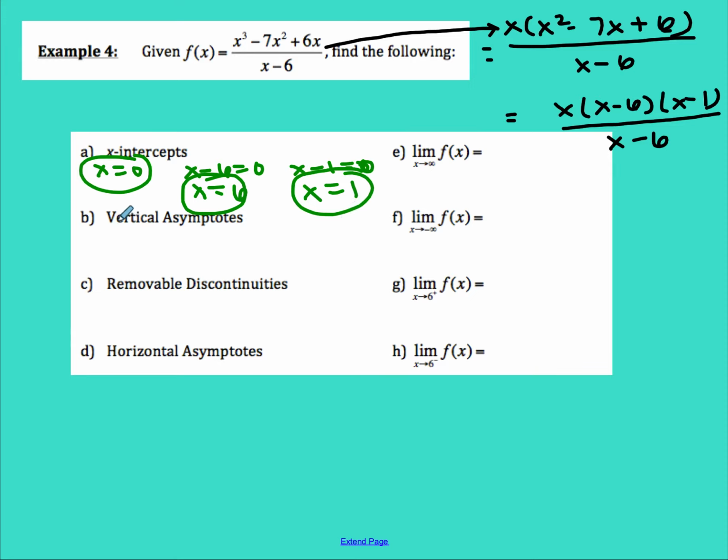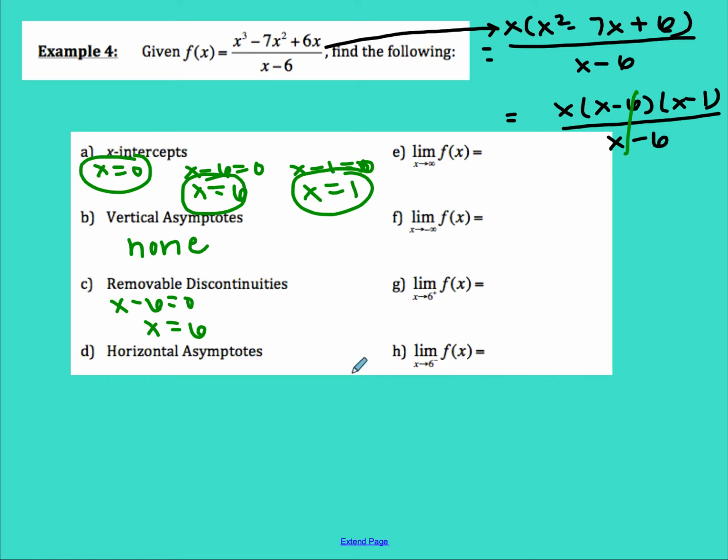Okay. Before I look for vertical asymptotes, I always look for removable discontinuities. Removable are the ones that cancel out. So since it canceled out, I actually have a removable at x equals 6. Then vertical asymptotes are whatever's left in the denominator. Nothing is left there. So this time I do not have any. So there's none.